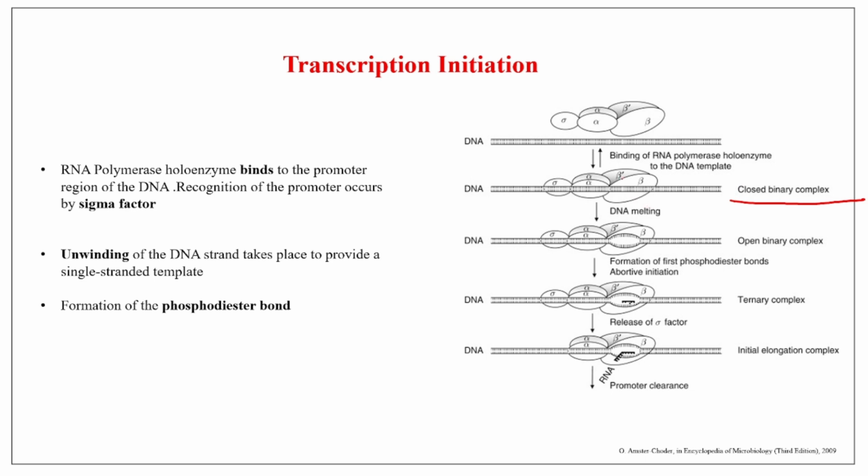So the first thing is that the holoenzyme comes and it binds. The second thing is the unwinding of the DNA strand to provide a single stranded template. Now the melting of the DNA happens. You can see that there is a region where the DNA melting is taking place. This is the unwinding of the DNA. Now it is an open binary complex. It is open because now the DNA has melted, but still it is binary because there are just two things, RNA polymerase and the DNA template. So unwinding occurs. Okay, fine.